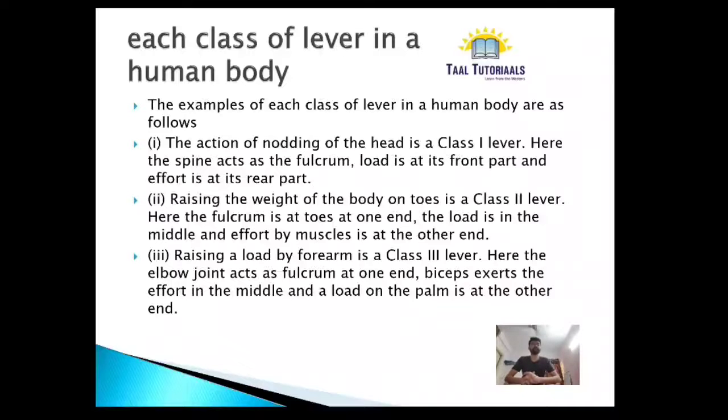And the third example is raising a load by the forearm like this. When we are raising it, here the elbow joint acts as a fulcrum, the bicep is the effort, and the load is in the palm. This is the end of this PPT class.